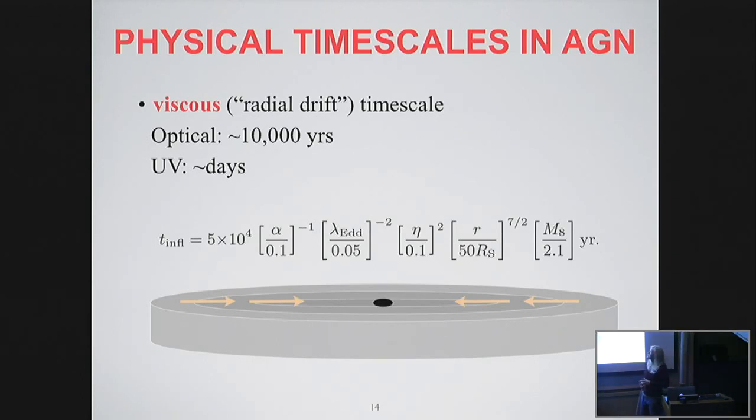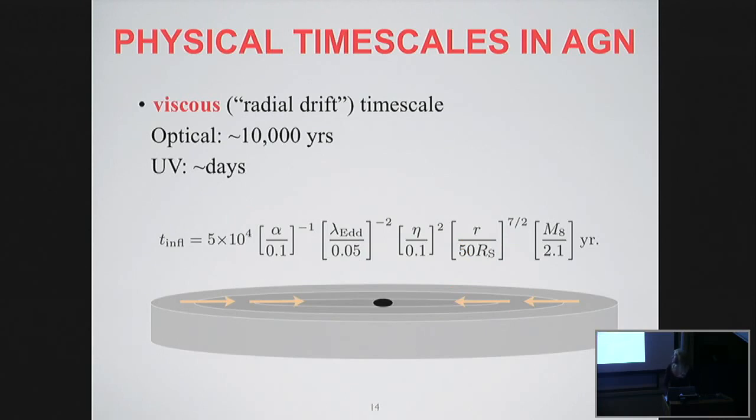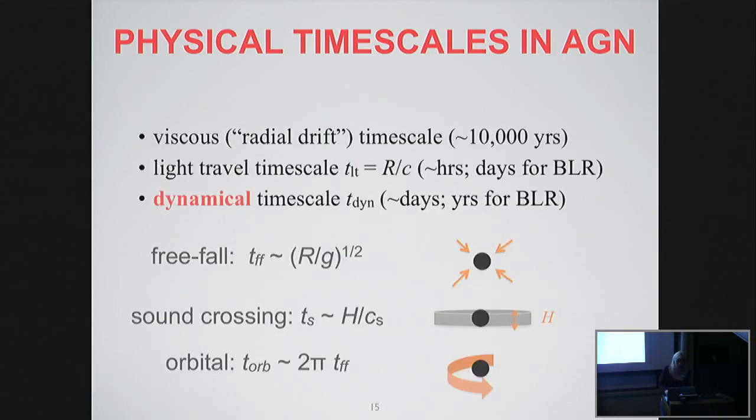So for an accretion disk, the viscous timescale is the timescale it takes for matter to drift inward radially in the disk. And for the optical emitting region, it's very long, about 10,000 years or so. And in the UV, it's much shorter because it's very strongly dependent on the radius, and so it can be as short as days in the UV. So in the optical, it's very long, but you can make this timescale very much shorter if you have instabilities in the disk.